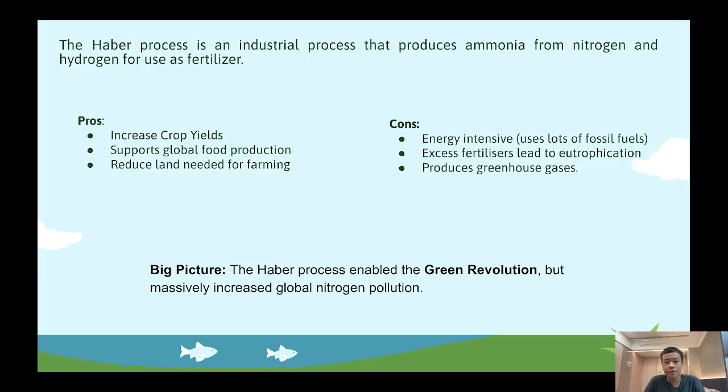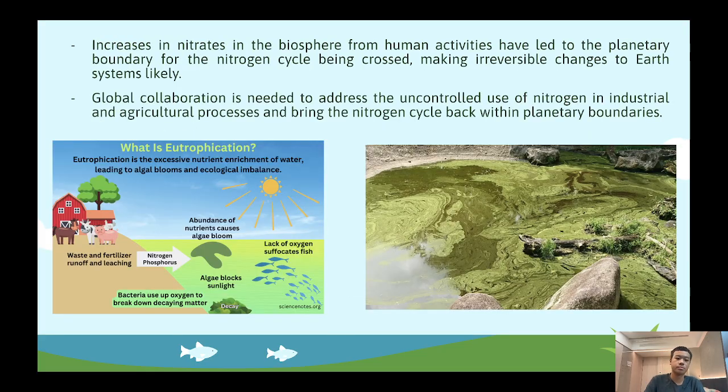However, the cons of the Haber process are that it is really energy intensive. There are excess fertilizers that lead to eutrophication, and it produces greenhouse gases as well. So basically, the big picture is that the Haber process has enabled a green revolution, but massively increased global nitrogen pollution as well.